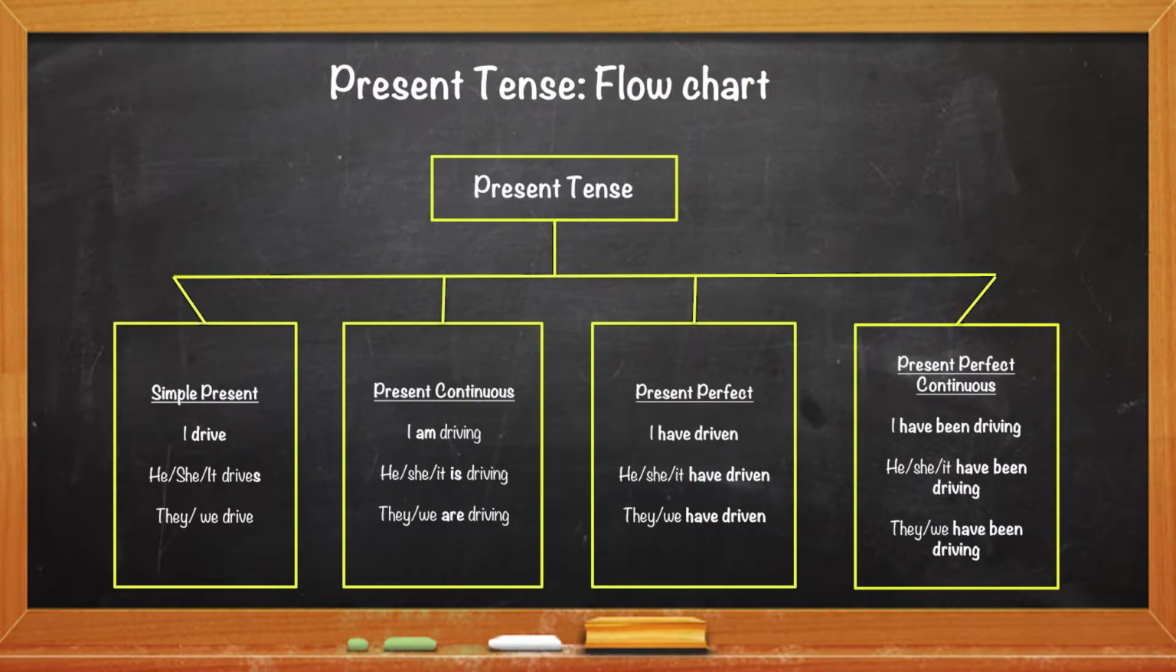Here is the flow chart. Perhaps it will help you to understand how tenses are done. So, present tense, the broader umbrella, under it you have simple present, present continuous, present perfect and present perfect continuous. Please look at the various examples.